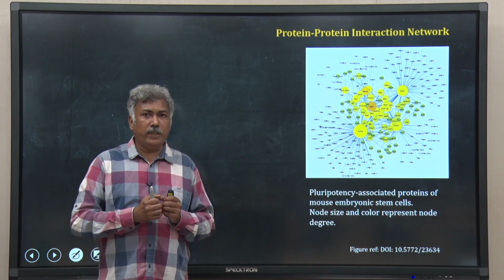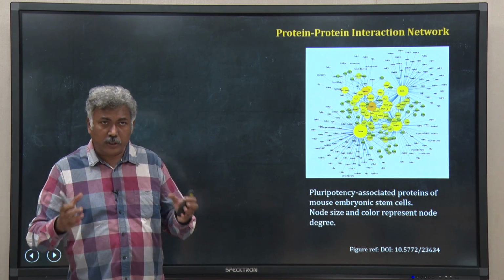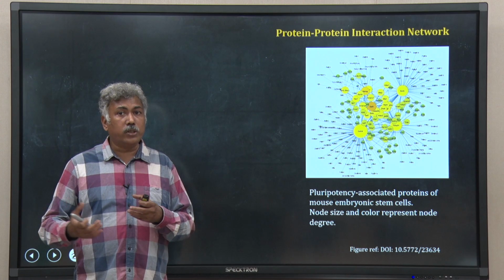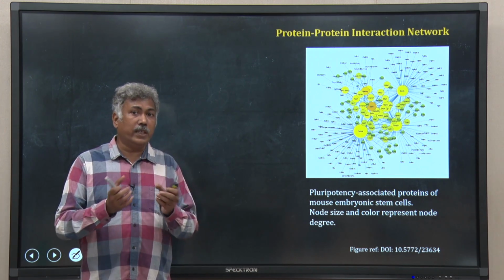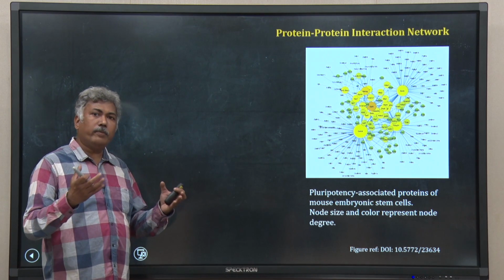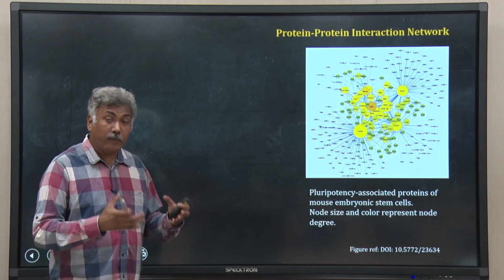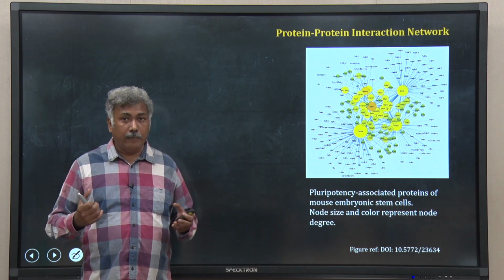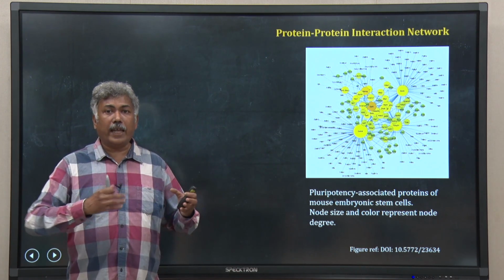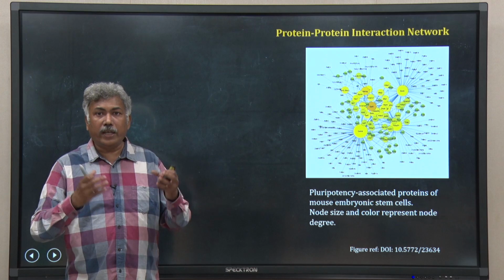Lots of experiments have been done. There are databases where this information is curated. At the same time, there are computational methods also to identify partners of physical association in a set of proteins. So, suppose you have done some experiments or you have collected the data from a database. Now, you want to represent these data of protein-protein interaction as a network or a graph.